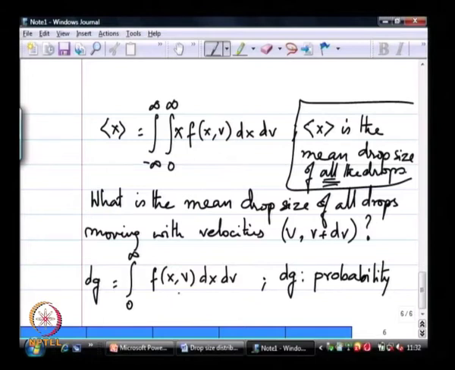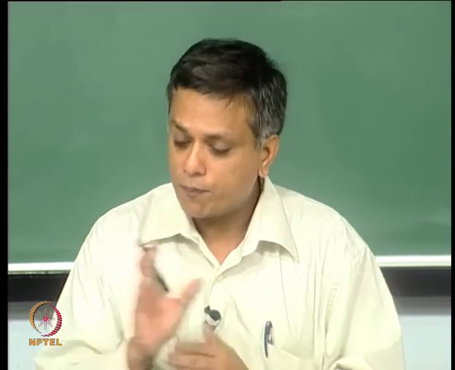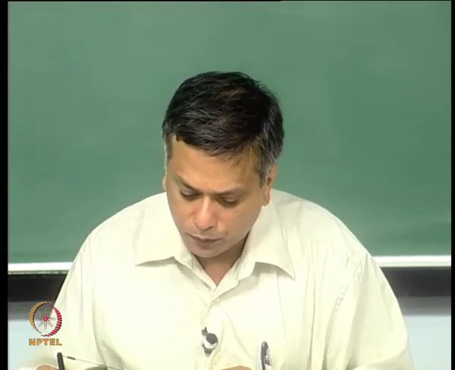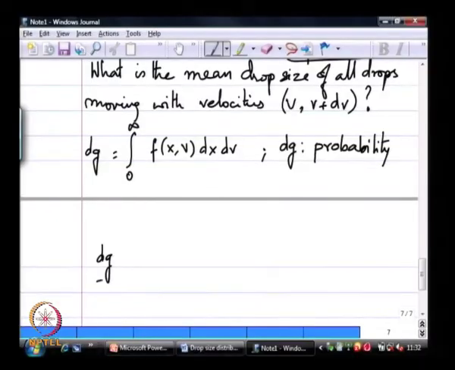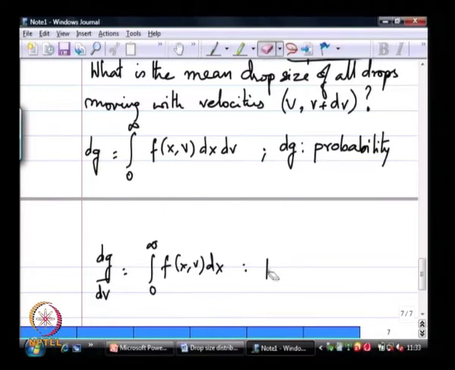So, if f of x comma v dx, and if I am only integrating in the limits over x, that is giving me a differential probability of finding a drop in the range v to v plus dv. So, let us first define that. So, this dg over dv is integral 0 to infinity f of x comma v dx. This is the velocity probability density function.